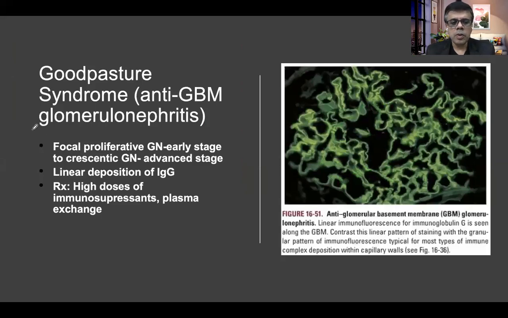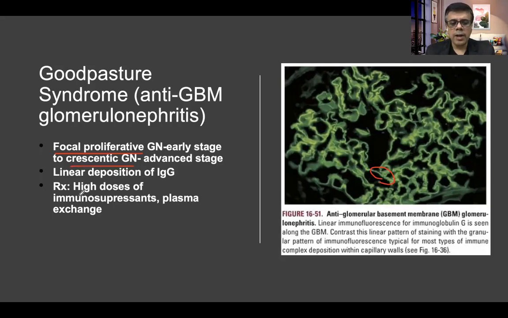So Goodpasture syndrome or anti-GBM glomerulonephritis also involves renal capillary and forms this kind of a linear pattern of IgG and C3 deposition. So the renal involvement characteristically begins with the focal proliferative glomerulonephritis and then leading to the advanced crescentic glomerulonephritis, formation of crescent due to the parietal cell proliferation, and ultimately it leads to the acute renal failure, and linear deposition of IgG is also marked in both the pulmonary and the glomerular capillaries.